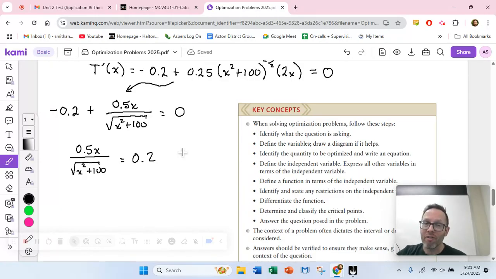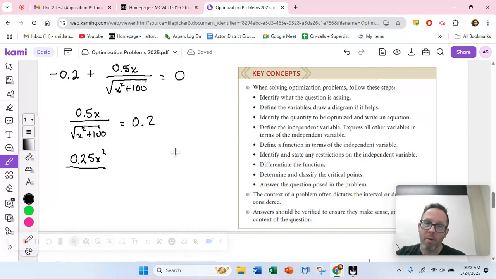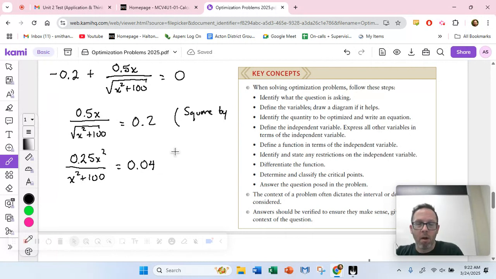We're going to square the top of the left-hand side. That gives us 0.25 x squared. We're going to square the bottom. The square of the root of x squared plus 100 is just x squared plus 100. And when you square 0.2, you get 0.04. And of course, what we did there is we squared both sides. We're almost there.